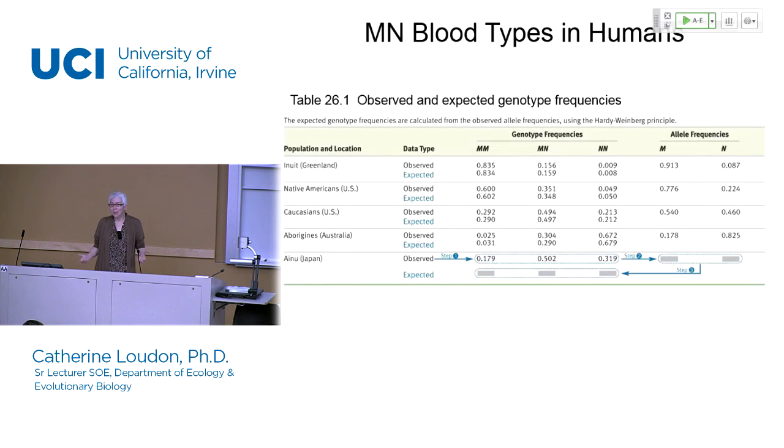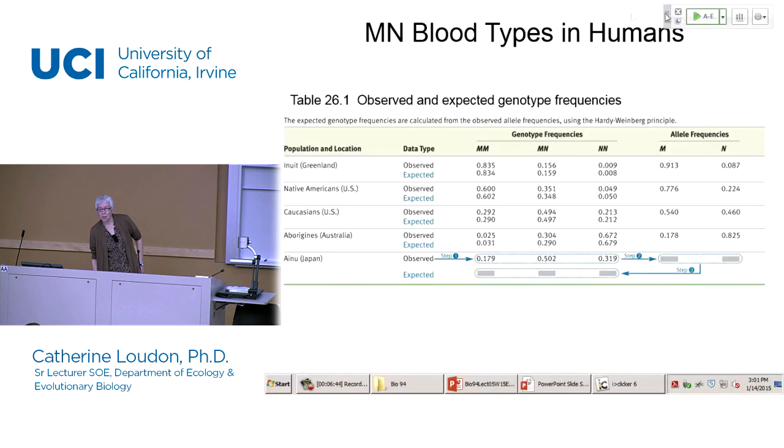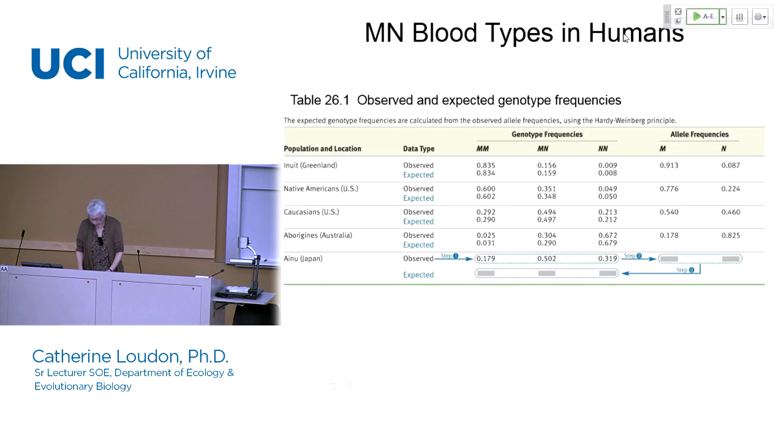So we've been calculating allele frequencies, genotype frequencies, and phenotype frequencies, using Hardy-Weinberg, learning how to use Hardy-Weinberg. So we're going to go through another example or application today to have an opportunity to practice our ability to calculate frequencies. And to do this, we're going to use some data that are in table 26.1, which is in front of you right now.